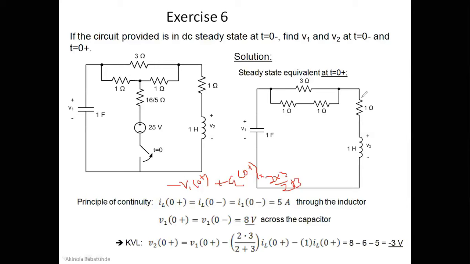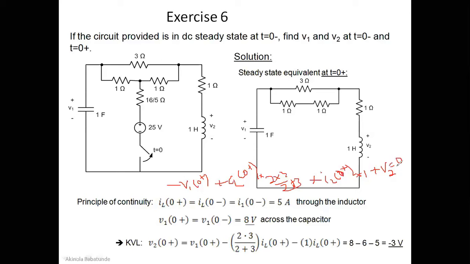And then it goes here. You can see that we have 1 here. So this is also going to be plus IL(0+) times 1 ohm. We're going to have that. And then, since it's KVL, it's also going to be plus V2, isn't it? Everything must be equal to 0.